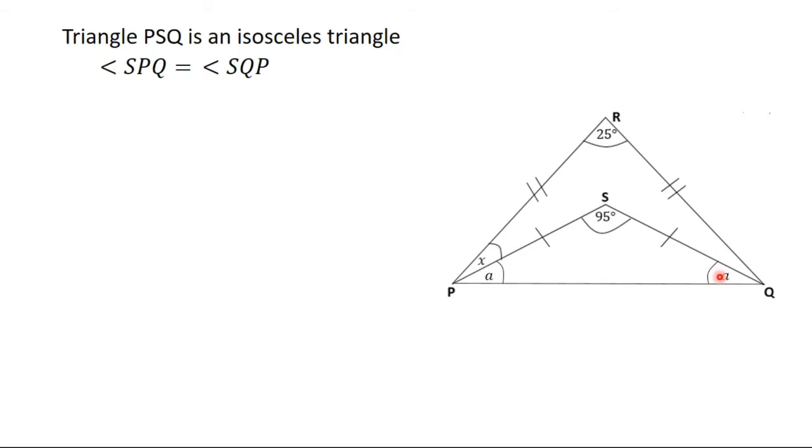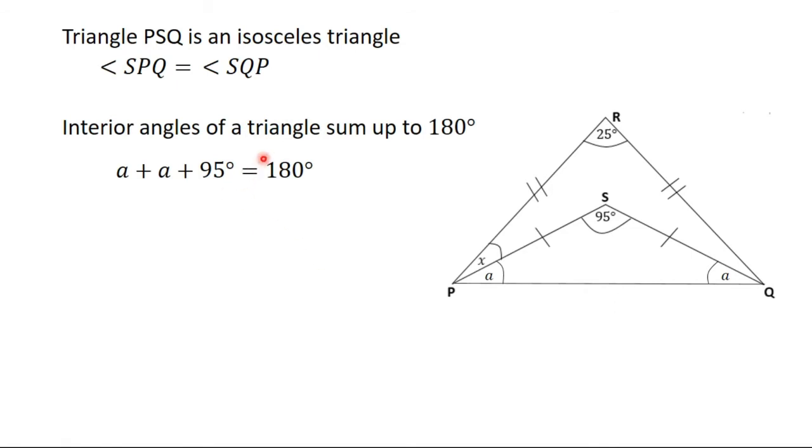I hope that is clear, because triangle PSQ. Forget about the lines here and the angle here. We are dealing with triangle PSQ. And because it's an isosceles triangle, if here is A, here is going to be A. Now we can find A.